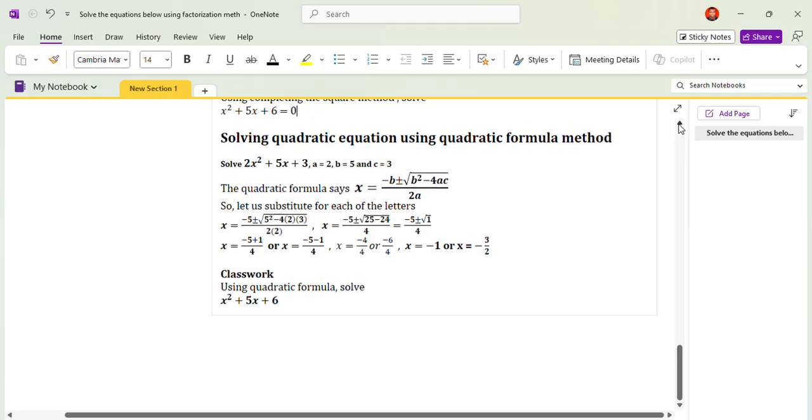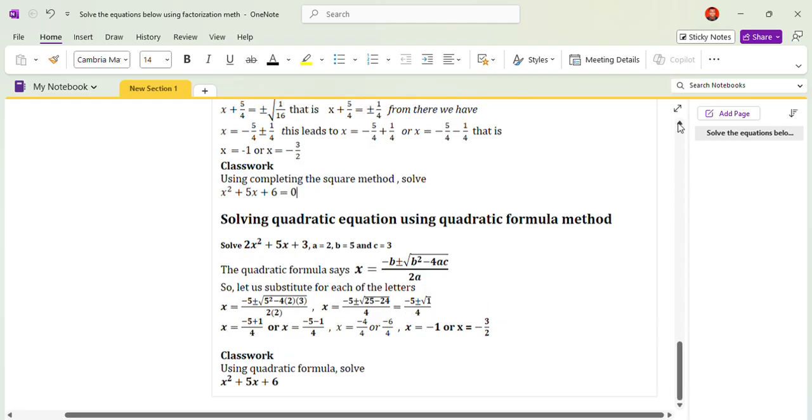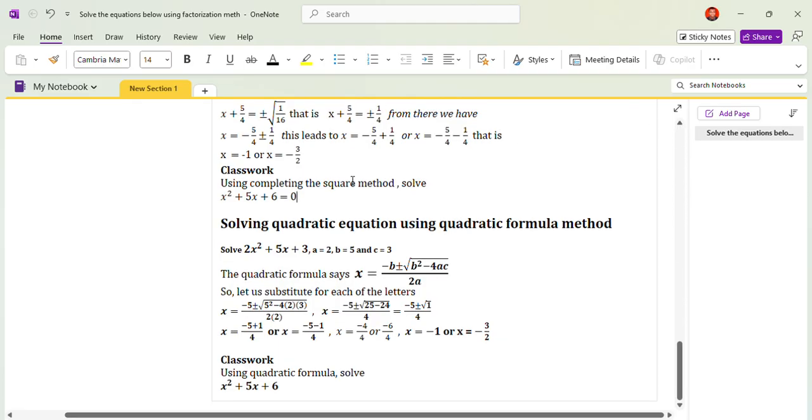Now the next thing we are going to be doing is solving quadratic equation using the quadratic formula method. So we are still going to use the same example so that by the time you finish solving, you will know whether you are correct or not. The answers must be the same since it is the same example.